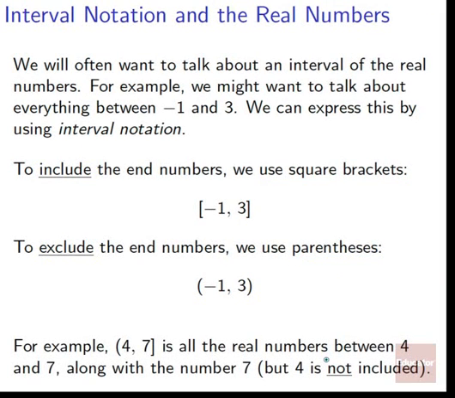If we want to talk about 4, 7, but we don't want to include 4 and we do want to include 7, we have parentheses 4, 7 square bracket. So that's going to be all the real numbers between 4 and 7, of course, but it will keep the number 7 because we've got the square bracket, and it's not going to include 4 because we've got the parentheses. So the parenthesis next to the 4 will keep it out, but the square bracket next to the 7 will keep it in. So we can talk about intervals where one end gets left out and one end gets kept in by mixing up how we use this interval notation.